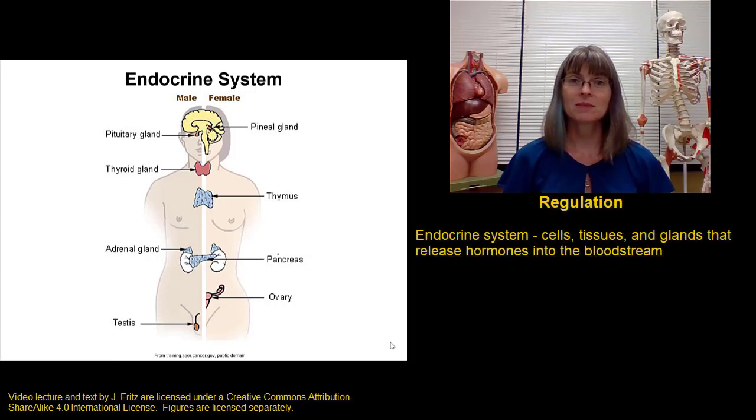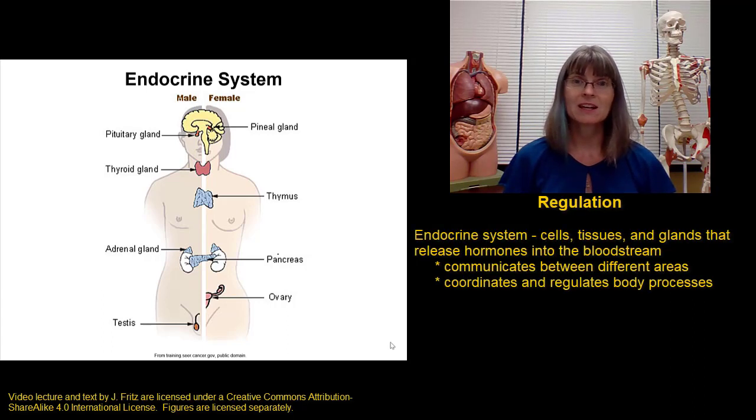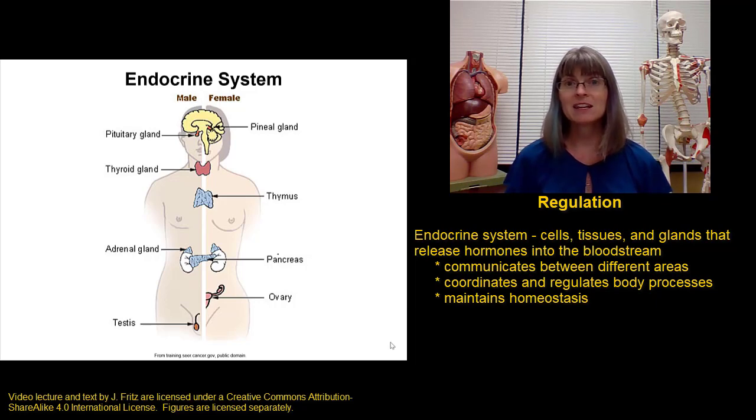The endocrine system is made up of organs, tissues, and even individual cells that release hormones into the bloodstream. The function of the endocrine system is communication. We need to communicate with different parts of the body in order to coordinate and regulate the various processes of the body. The endocrine system is very important for maintaining homeostasis, for making sure our body maintains the internal conditions that are needed for its proper functioning.